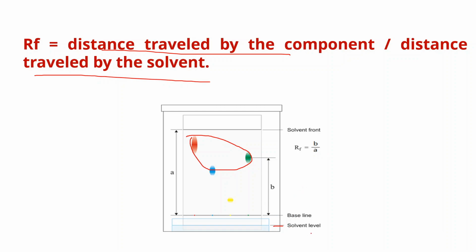Here, from the solvent level to the solvent front will be your A, or you can say the distance traveled by the solvent, and from the baseline to, if you are talking about this green molecule, that is the B. This is the distance traveled by the component. Here we generally consider the center of the molecule, because it can be thin, rectangular, or circular, so the center of the molecule is the real distance traveled by it. So this is B, and the retention factor equals B divided by A.